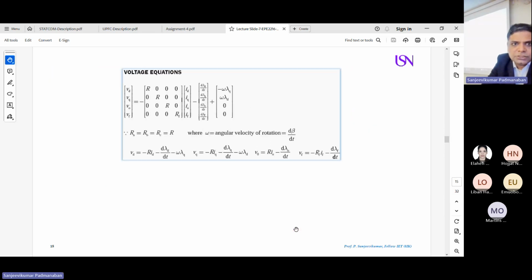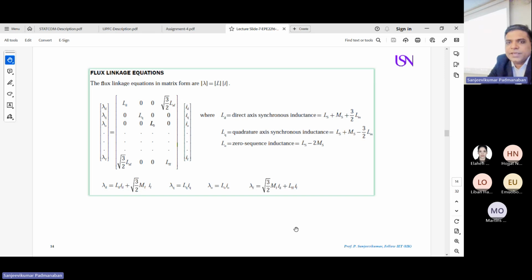Now, how to represent your flux linkages? For the direct axis, you can calculate your inductance as LS plus 3/2 LM, where LM is the mutual inductance. This is the mutual flux. So you can easily calculate what your LD is. How to calculate the inductance of your quadrature axis, which is given again by LS minus 3/2 LM, because of 90 degrees. Don't look at the derivation, it's not required. Just take the final answer.